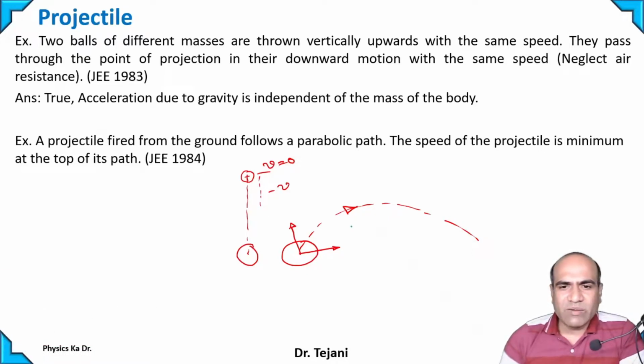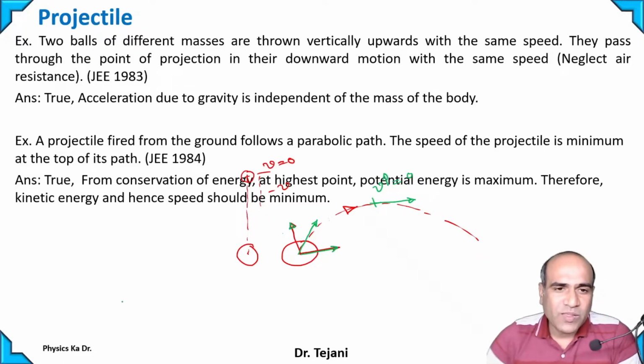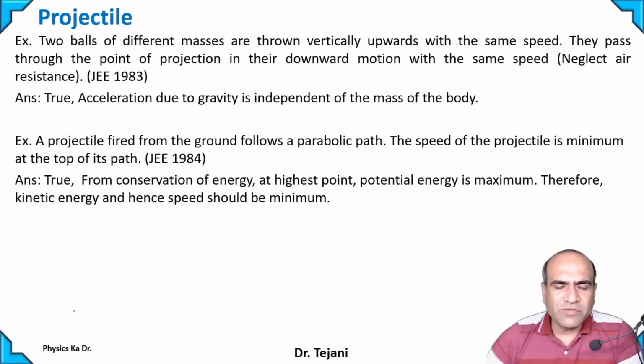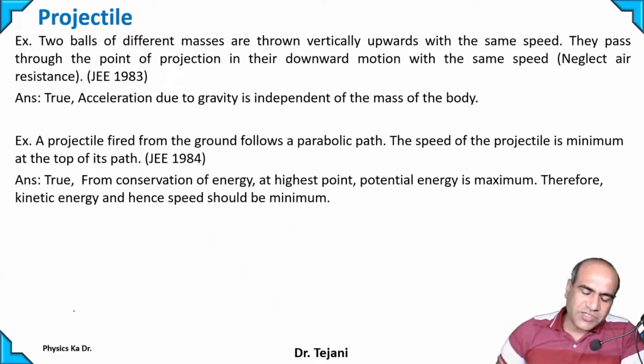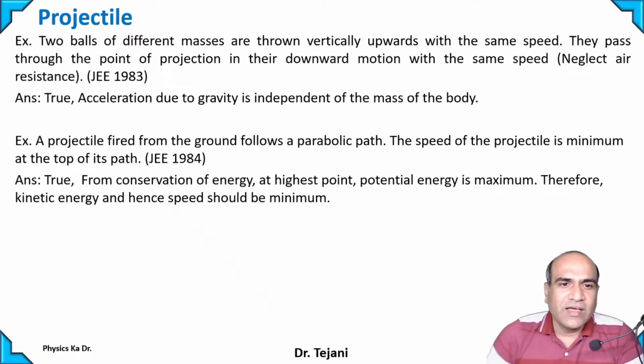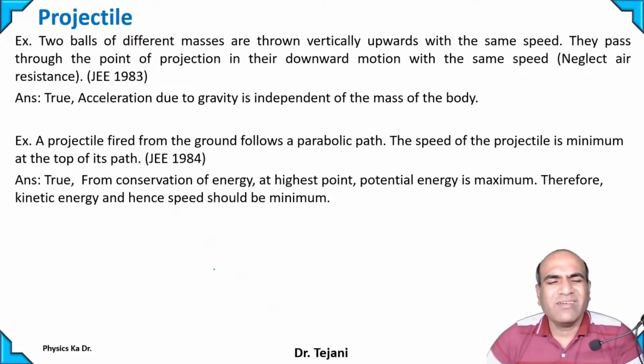Similar is the case when we throw the object in the horizontal direction and in the vertical direction, it has a simultaneous movement. So horizontal movement is there at the middle position, but vertical motion becomes zero. So yes, true. Also, from the conservation of energy, at the highest point, potential energy is maximum. We know that therefore kinetic energy and hence speed should be minimum. We will study that also in the kinematics part.